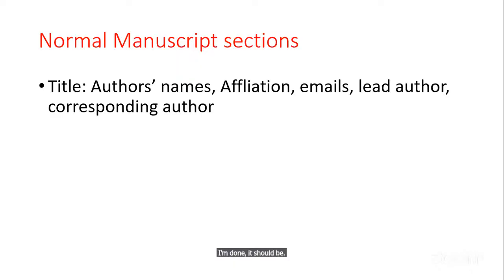So when you have a title, you have the authors' names. Then affiliations, the institution where the authors are coming from, then emails of those authors. So you can have a lead author. The lead author will have to be decided by all the contributors to the paper. Usually the lead author is anybody that conceived the title and the research, planned it.